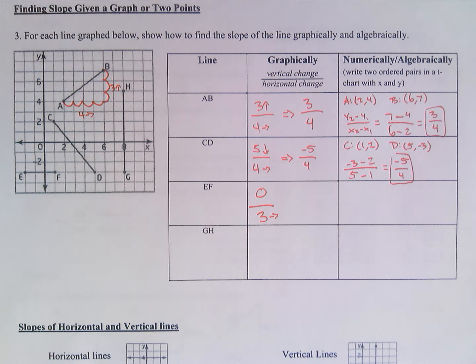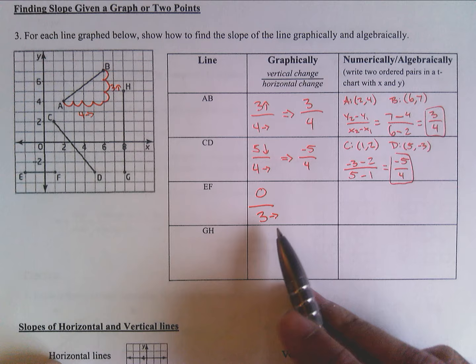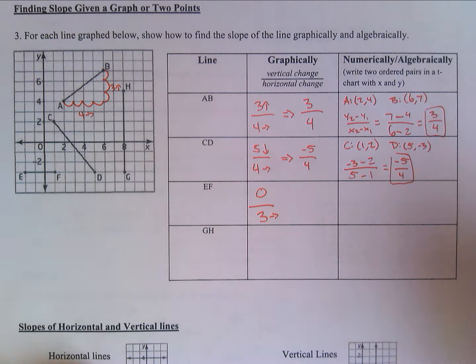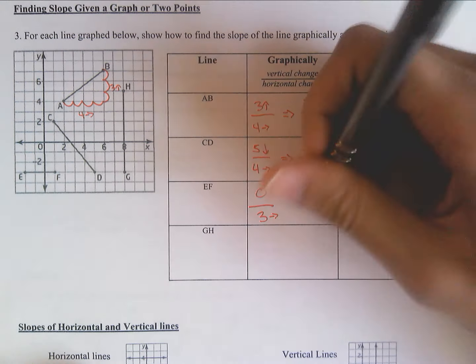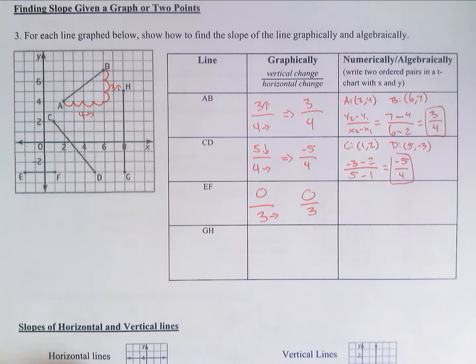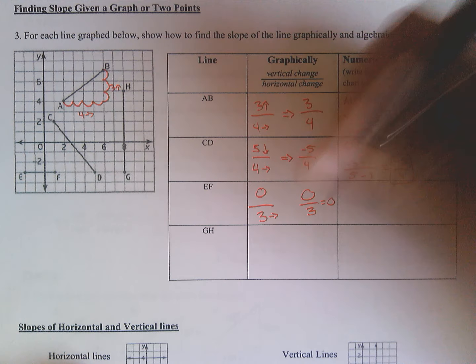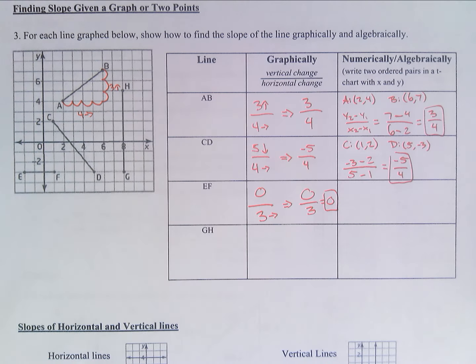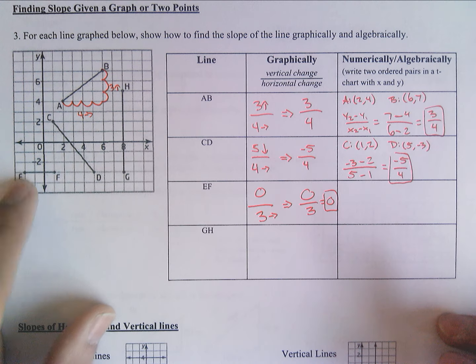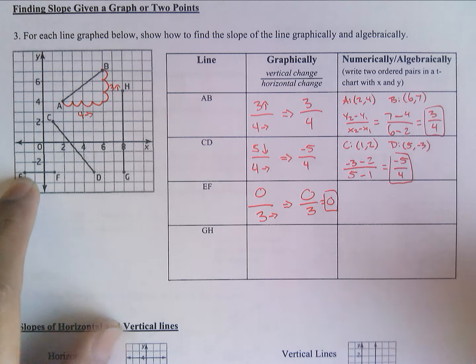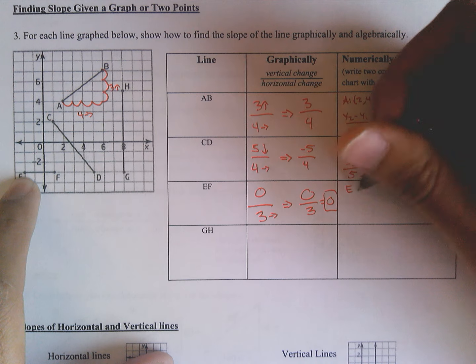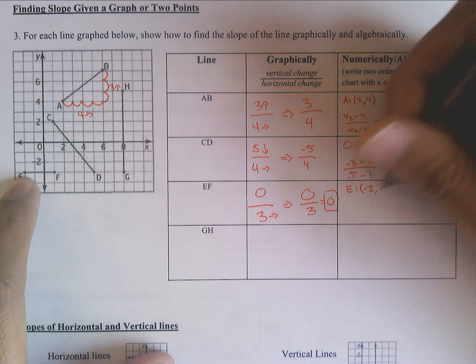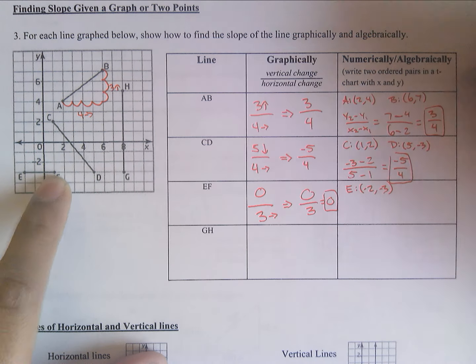All right. Well, right is the positive x direction, so we have 0 over positive 3. Well, 0 over positive 3, that's just 0. All right, let's find it using our points. So we have E is at the point negative 2, negative 3. And we have F is at the point 1, negative 3.